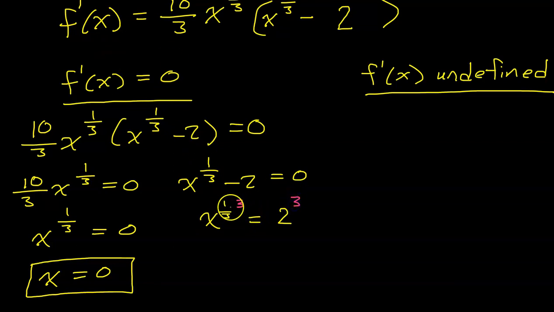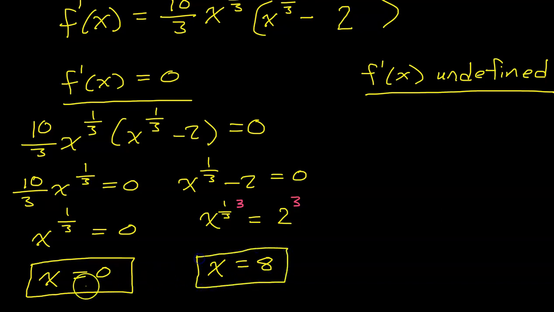That cancels out this exponent, and so that will leave me with x equals 8. So I have two critical numbers. Now, as far as the undefined, there are no places where the first derivative is undefined. There are no denominators or anything like that to worry about whether or not they equal 0. So there will be no critical numbers here.